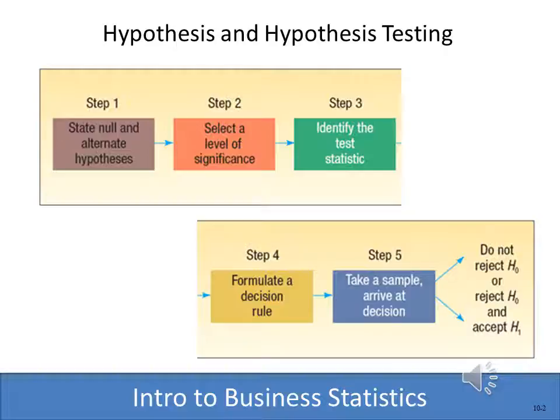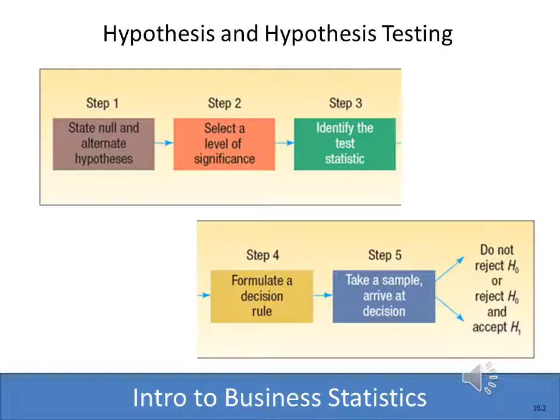Then you're going to identify the test statistic. Are you going to be using the t, the z, the f, or the chi-square? And we'll be introducing you to those. Remember, for right now, we use the z if we know the population standard deviation, or if we're doing a proportion, we use the t if we don't know the population standard deviation.